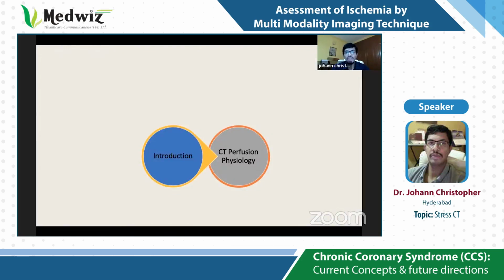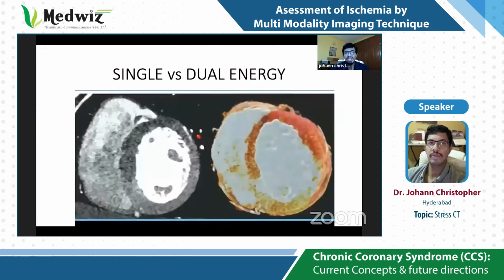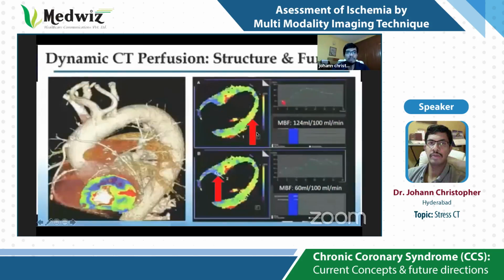Now what about perfusion physiology? Well, it all depends on the adenosine that you use, and then you give the contrast as you do normally, and using the first pass technique, you look at attenuation, and that suggests the reduced or decreased perfusion. And you can see that in a patient here with the single source scanner, the LAD area has a hypoattenuation, and using a different iron map in a dual energy scanner, you can see the same thing.